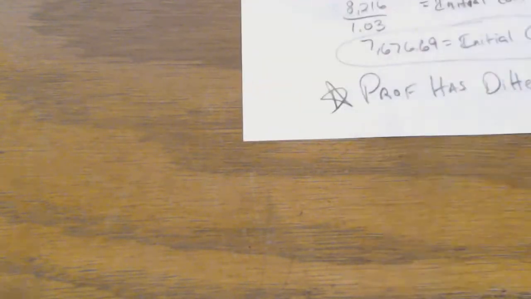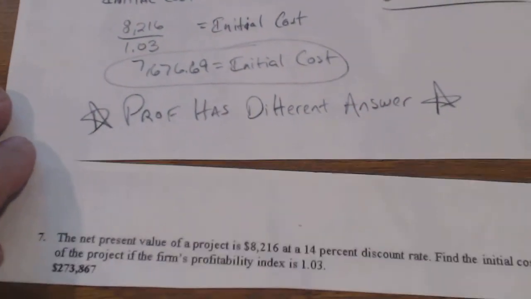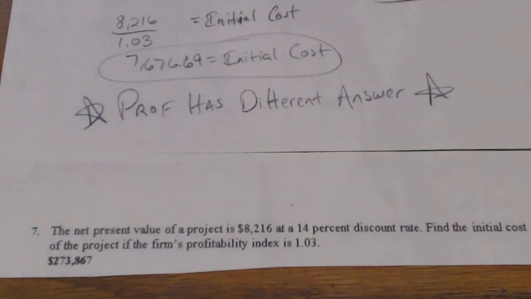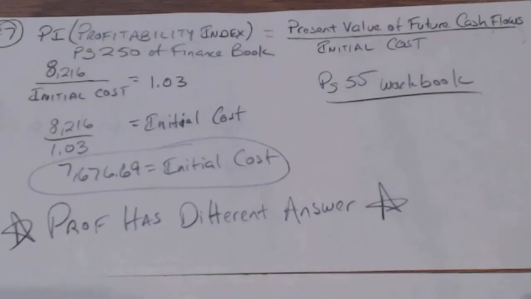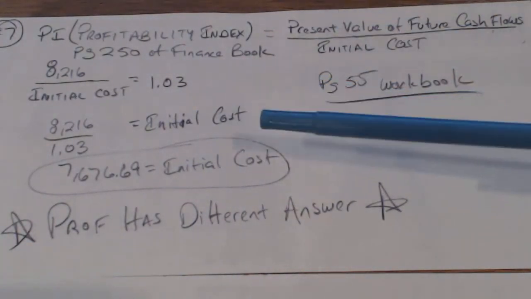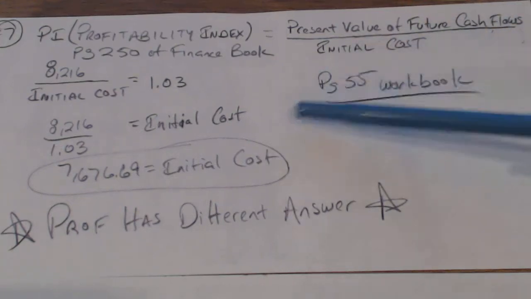Okay, problem number 7. There is a problem with number 7. Let's read the problem real quick. The net present value of a project is, okay, there's a couple problems with this. It says the net present value of a project is $8,216 at a 14% discount rate. Find the initial cost of the project if the firm's profitability index is 1.03. Okay. Profitability index is basically the present value of future cash flows over the initial cost.